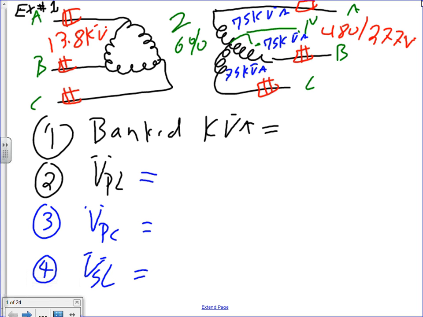So here's an example. One of the most common transformers you're going to encounter in a commercial and industrial building always starts with a delta 13.8 on one side and 480/277 on the other side. 99% of the bigger commercial buildings and industrial buildings start with this transformer.